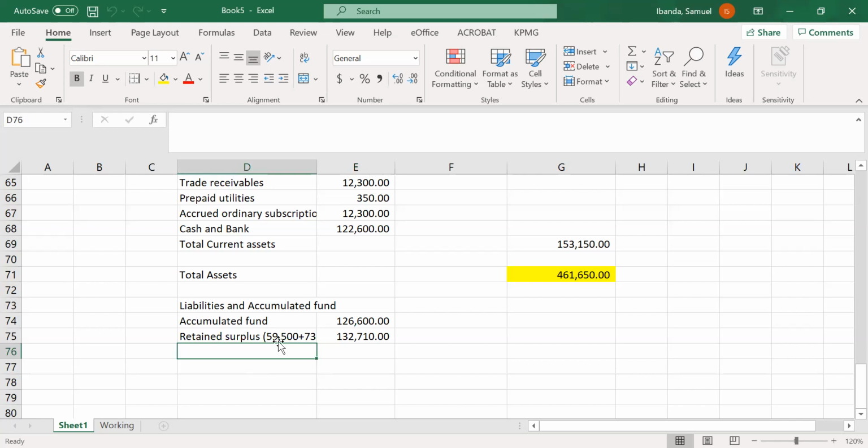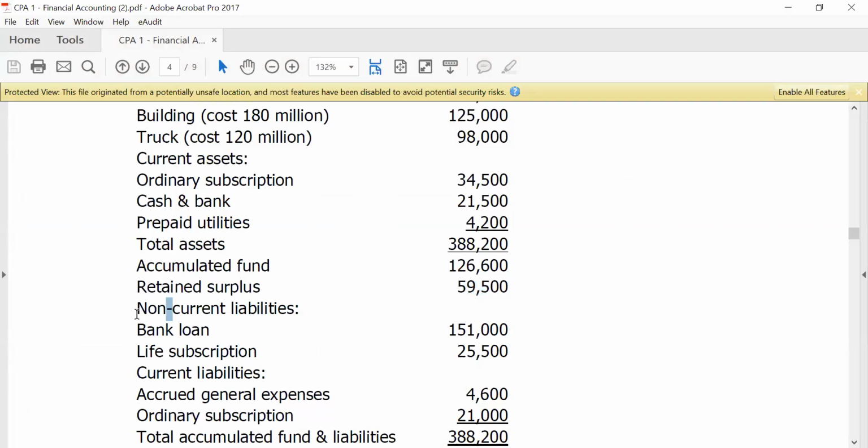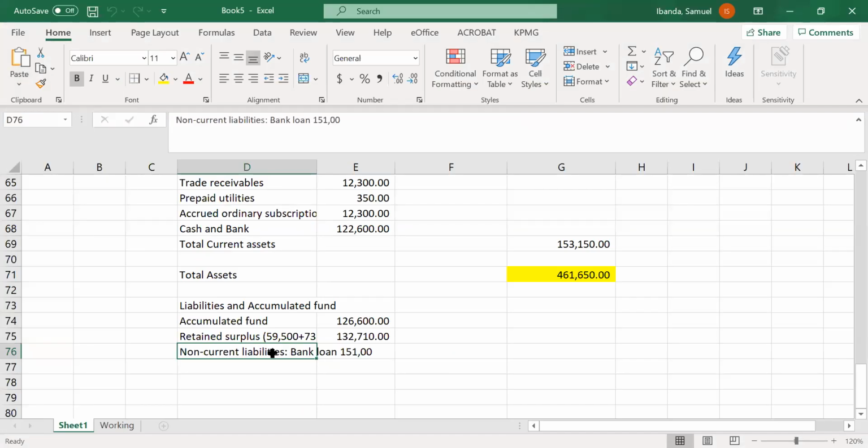Then after that, we now look at our liabilities. In this question, in the opening balances, they started with the non-current liabilities. So let's start with the non-current liabilities, and we are starting with the loan. That is the bank loan, which is 1,500. This loan has not changed because we have not had any repayment. In case that was there, we'd find it in our additional information.